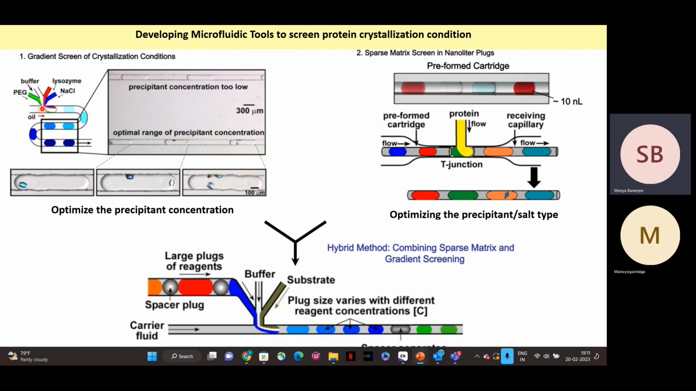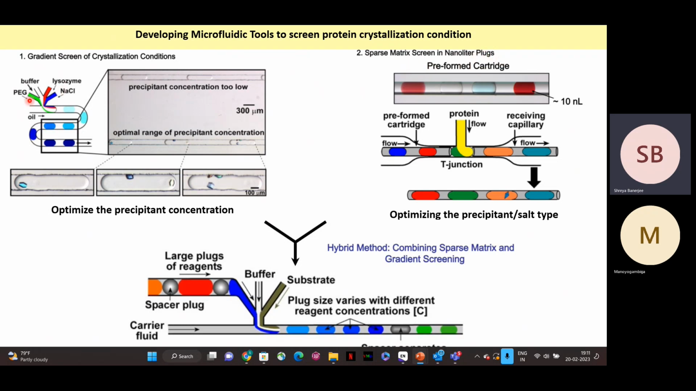So in a single microfluidic experiment, you can test many different concentrations of polyethylene glycol. This is called a gradient screen of crystallization conditions. Another method is called a sparse matrix screen in nanoliter plugs.